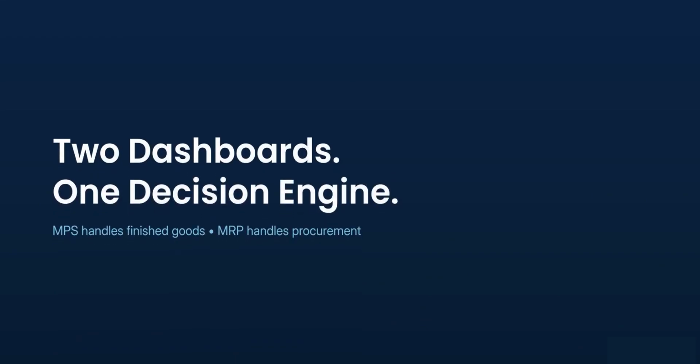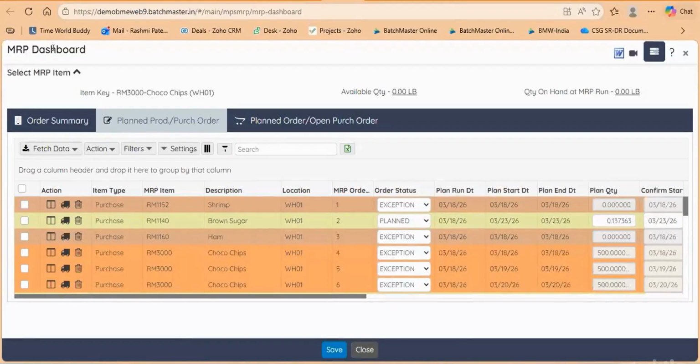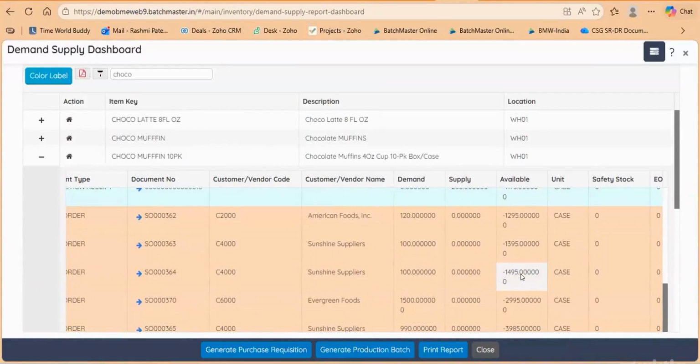But what about the raw materials you need to make those products? Here it shows the buyers exactly what the system is recommending to purchase, right? And basically it is taking into consideration all the vendor lead times, minimum order quantities, and economic order quantities, and it is also ensuring the procurement decisions are both practical and cost effective. So the system tells you what to buy and when, but it also tells you what to build and lets you act on it right there.